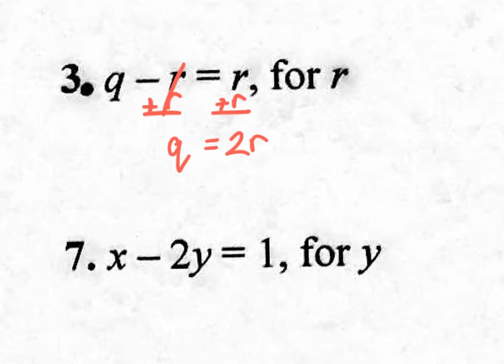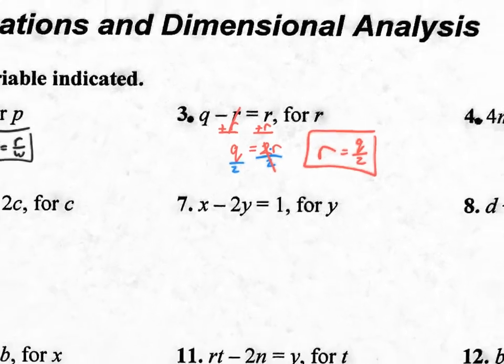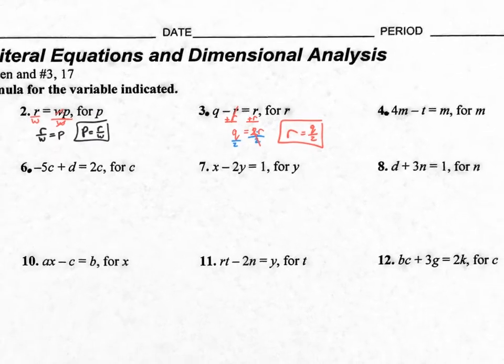What do? Divide by 2, because it's 2 times r. You want to get rid of the 2 times. You're going to divide by 2. Divide by 2, and that's your answer, guys. R equals Q over 2. Easy. Easy peasy. Right? So let's try number 4.